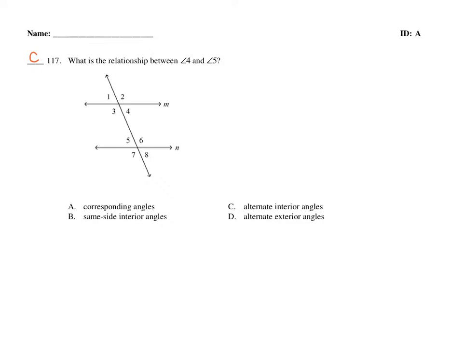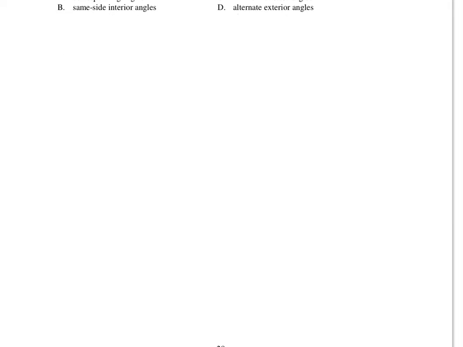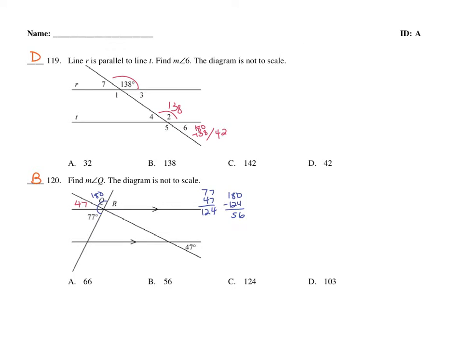Okay, 117, what's the relationship between 4 and 5? So now, or sorry, we're still just identifying the relationship pairs. We don't have parallel lines yet. So 4 and 5 are alternate interior.